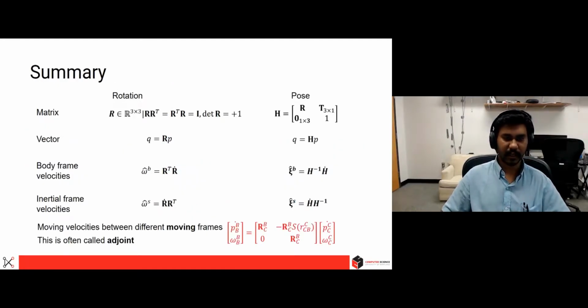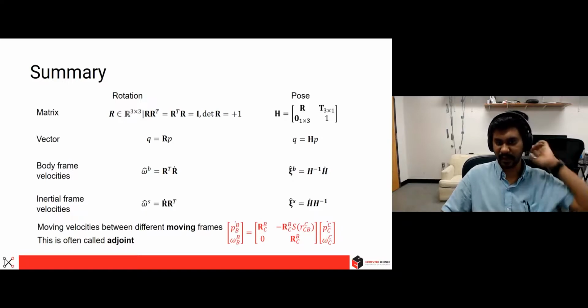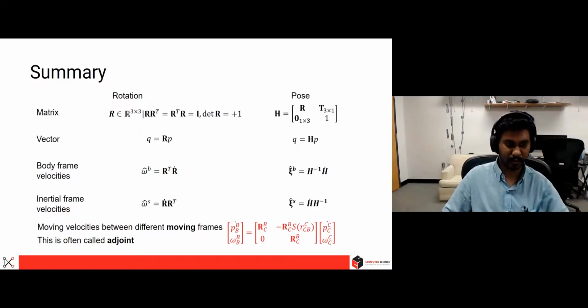In summary, if we want to transform between rotations and pose, for rotation it's a rotation matrix, and for pose it's a homogeneous transformation matrix. For a vector, it's q is equal to R times p in terms of rotation. For pose, it's q is equal to H times p, where q here would be in homogeneous form, and p here would also be in homogeneous form. That's the only difference. Sorry for the same notation. This should have been capital Q and capital P for the pose vector.